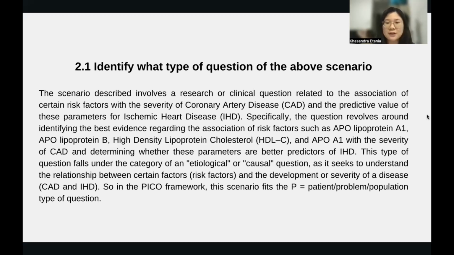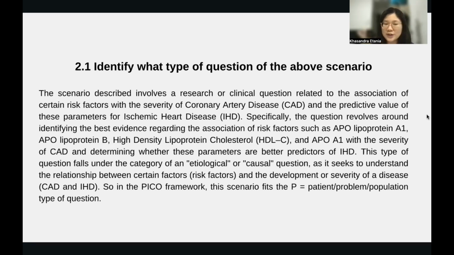Specifically, the question revolves around identifying the best evidence regarding the association of risk factors such as apolipoprotein A1, apolipoprotein B, high-density lipoprotein cholesterol or HDL-C, and ApoA1 with the severity of CAD, and determining whether these parameters are better predictors of IHD.